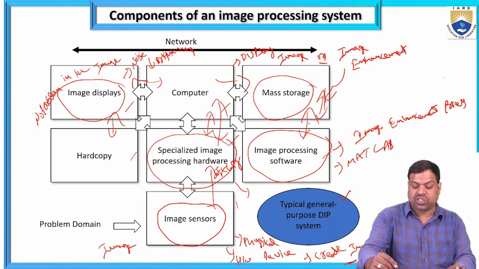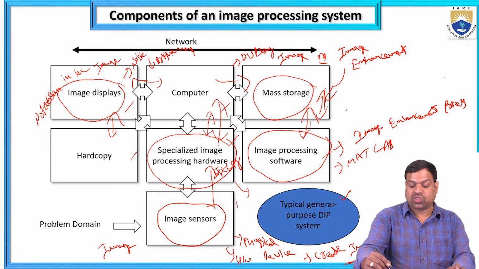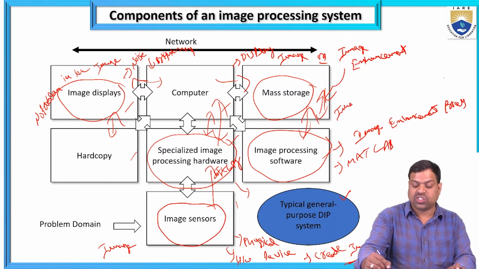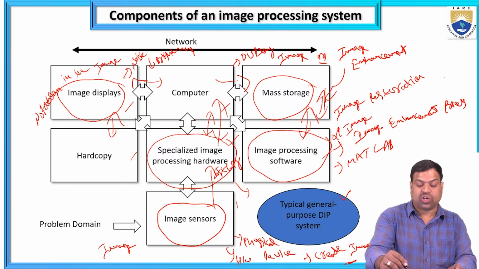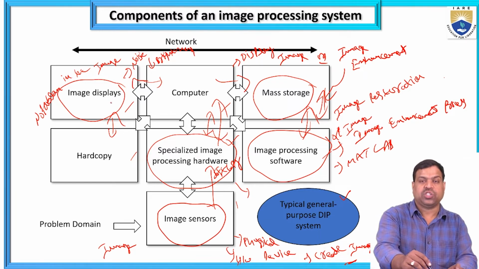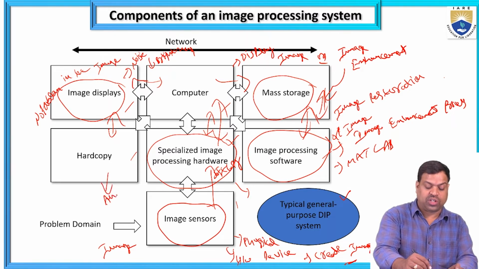After that, it goes to the mass storage. Mass storage is used for image restoration. So mass storage is nothing but image restoration. After the image processing software performs, the output image goes to the mass storage, then to the computer, then to the image display, then to the hard copy, which means an analog image.